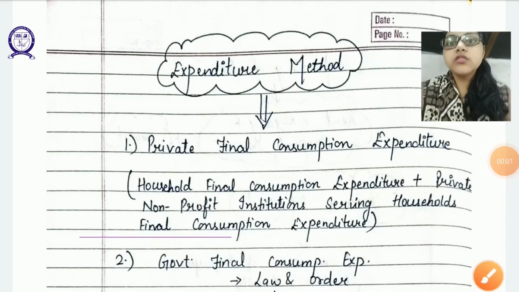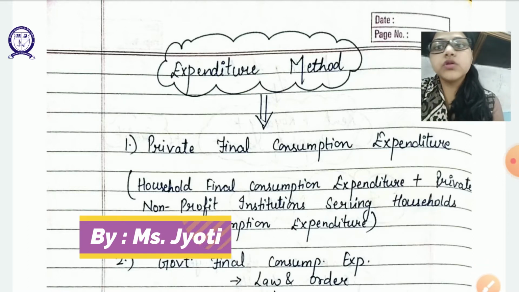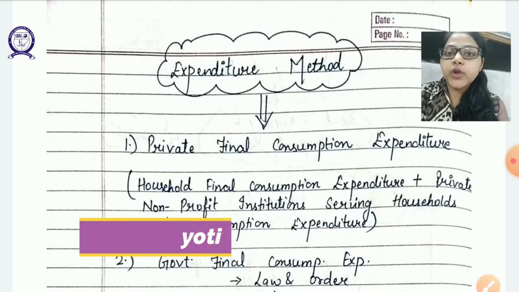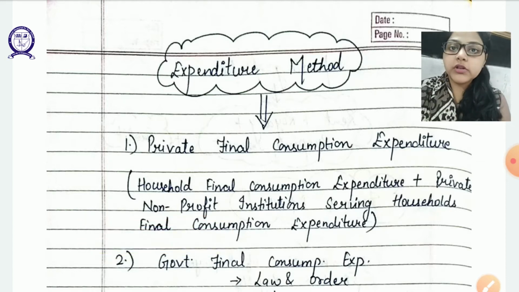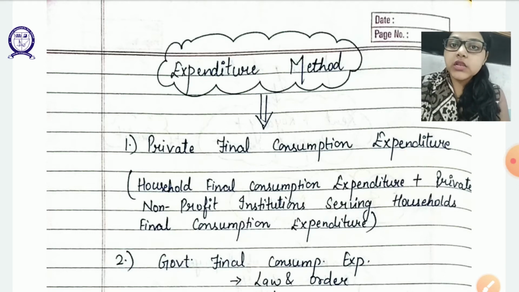Good morning class. Today we are going to do our last method of national income, that is your expenditure method. In this method basically you have to add four main components. After that you will get GDP at MP, that is gross domestic product at market price. After that, by using GDP at MP you have to find the national income, that is your NNP at FC. So let's start our method.